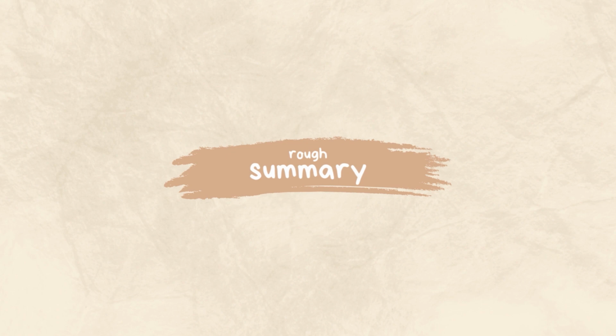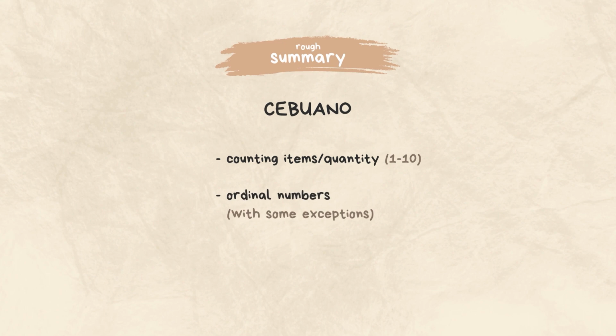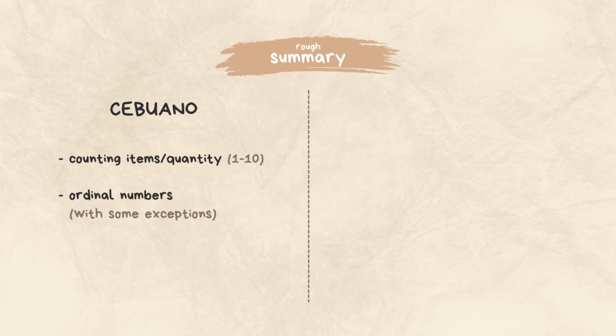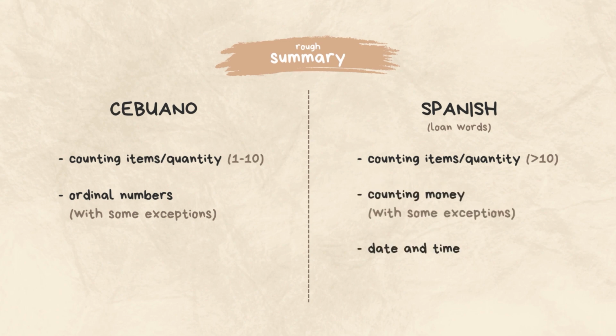And now let's do a quick rundown or rough summary of the key points that we explored today about Cebuano numbers. You use the Cebuano numbers when counting items or quantity, usually from 1 to 10, and with ordinal numbers. Use the Spanish loanwords or numbers when counting items or quantity more than 10, counting money, and with date and time. Please be reminded that this is just a rough guide on how it is usually being used in many places these days.